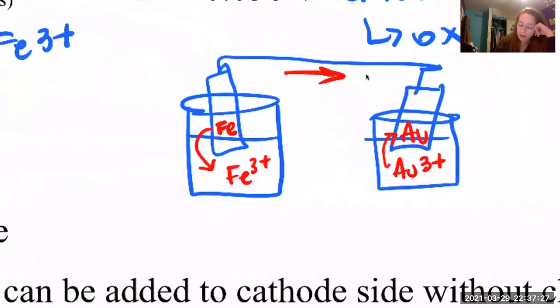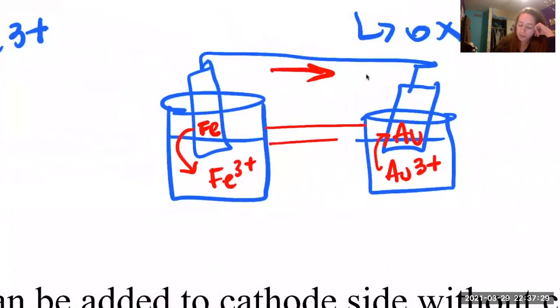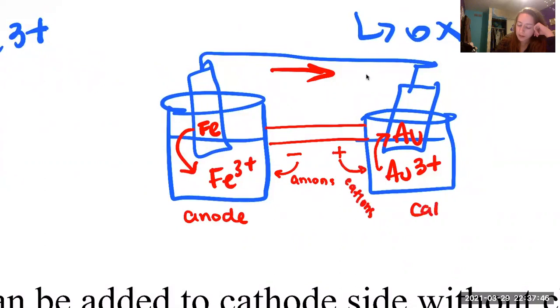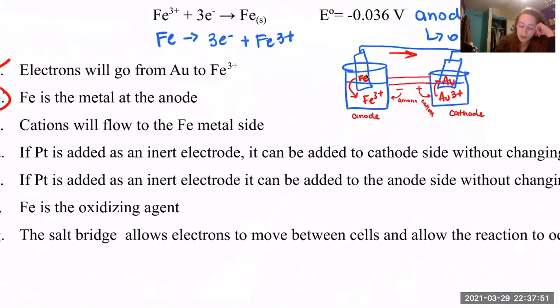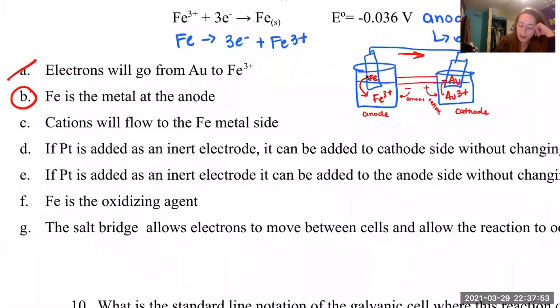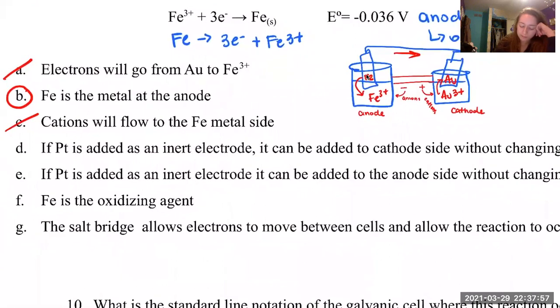So I forgot to draw my salt bridge here. So in my salt bridge, we see the anions going toward the anode, okay, and we see our cations going toward the cathode side, okay. So the question is saying cations will flow to the iron metal side? No, only anions will. Okay.